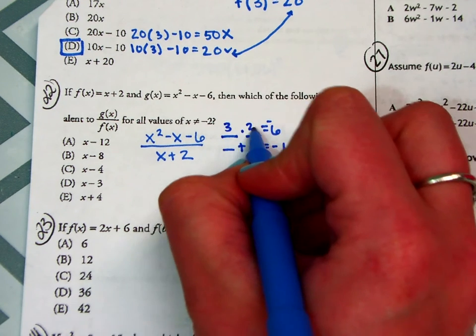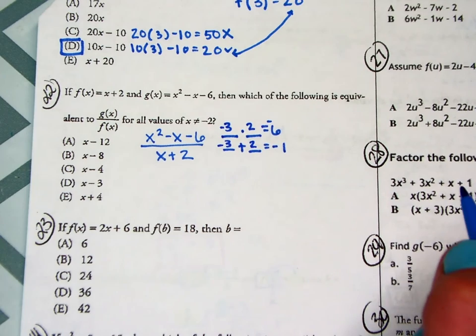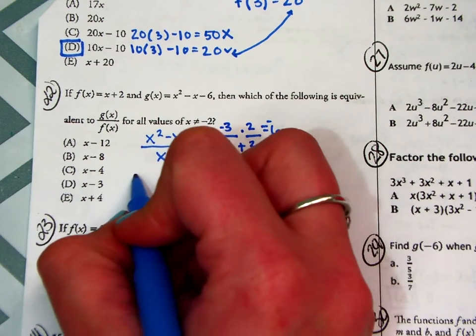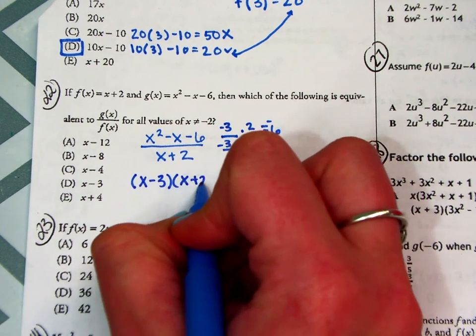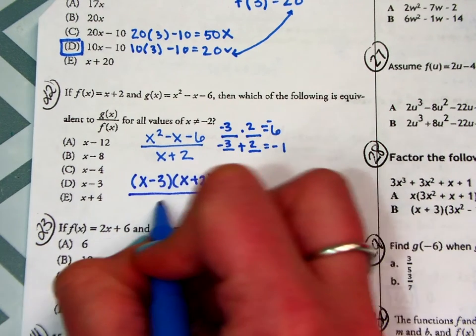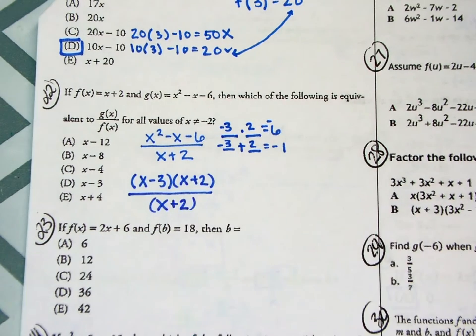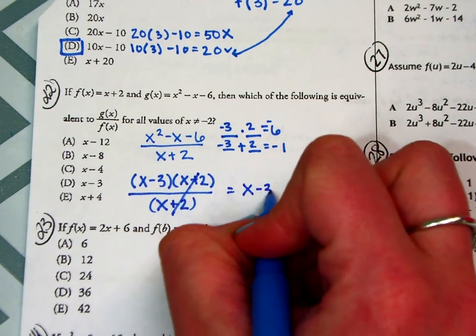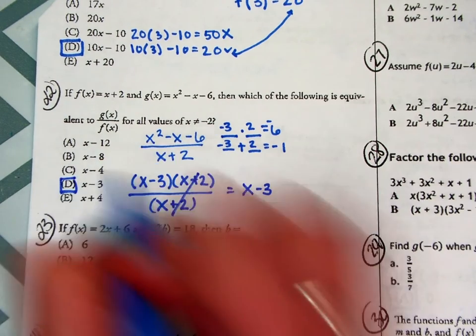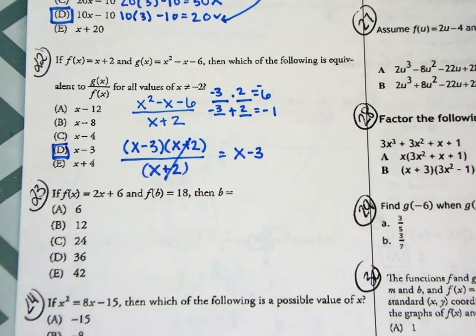So 3 and 2 are my numbers, but the 3 is the -1, so the 3 has to be negative. Again, this is review, so I'm not really talking about how to factor very much, because we've learned it in chapter 2. So if you're struggling with factoring, you might want to re-watch some of those tutorial videos on how to factor, because I'm not going to go into detail on how to factor because we've already talked about it.